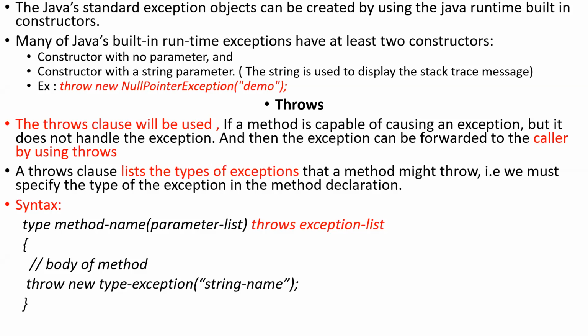So first point is, the method is capable of identifying the exception, but it cannot handle that. So at that time, the caller method, some other method, can handle that. So next, another important point about the throws keyword is, the throws keyword will list the types of exceptions, and those exceptions must be declared before itself while declaring the method.